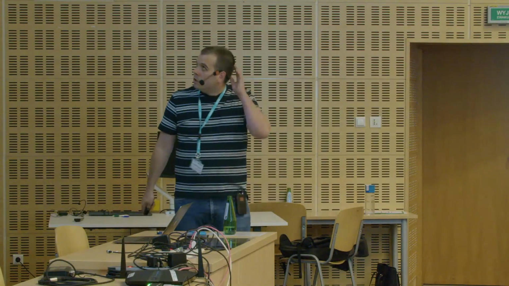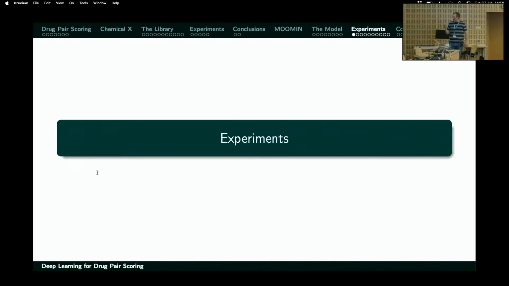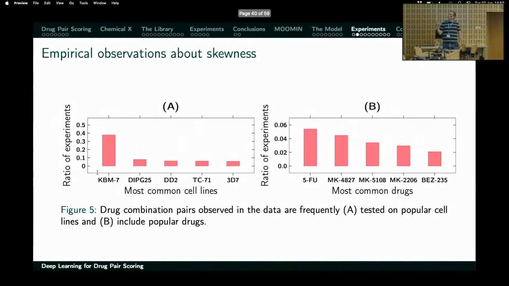Cool. So we run a large number of experiments, and this is going to be an interesting experiment because I can talk about some other result that is, in my opinion, pretty cool, but just a little bit of context more, some empirical observations about the data itself.